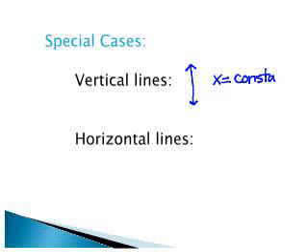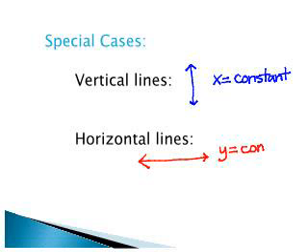If it crosses the x-axis at 3, and it's a vertical line, then the equation is going to be x equals 3. There's only the single variable in the special cases. So the horizontal lines are going to cross the y-axis, and therefore it's going to be a y equals a constant line. There's not going to be the other variable when you have a vertical or a horizontal line. So just remember those special cases when you go to do your work.